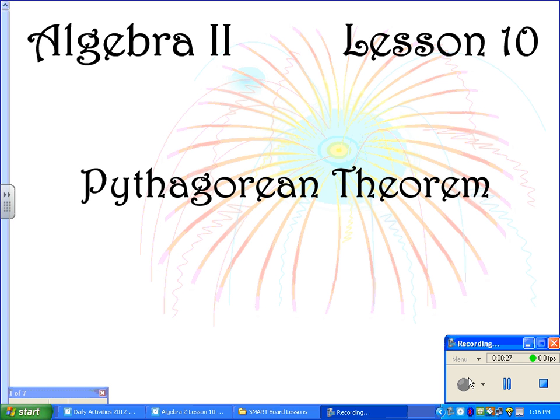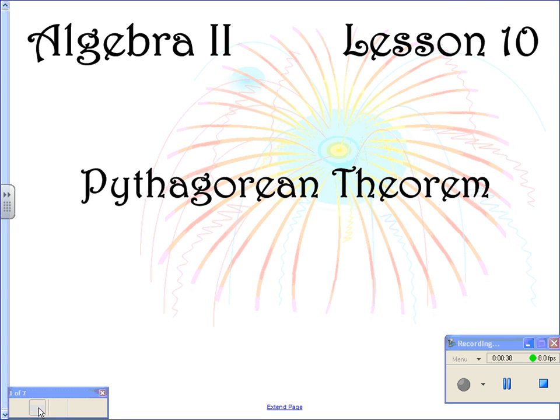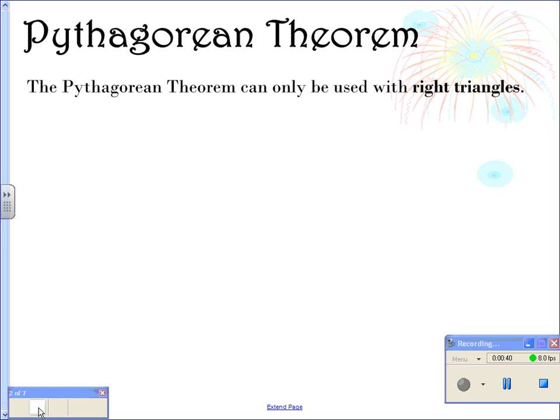All right, y'all have heard of the Pythagorean theorem before, right? What is it? Okay, good. That's a good thing. Did you remember that it can only be used with right triangles? It can only be used for right triangles. Yeah, you have to have a hypotenuse with your right triangle.